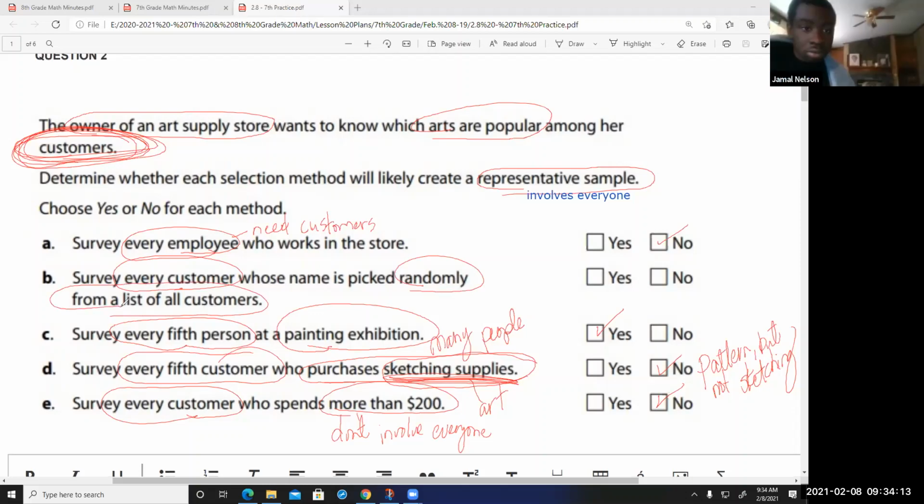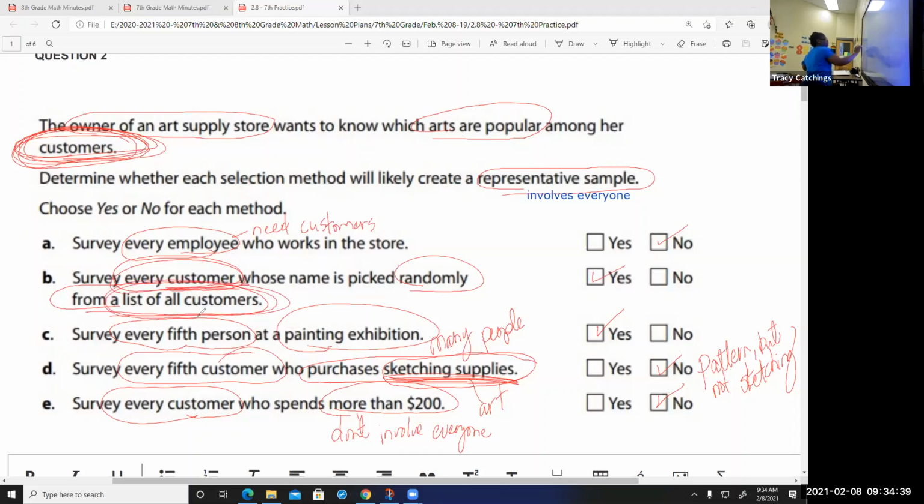No. All right, Jamal, that's like saying I want to reward 3 students in the 7th grade. So I get a list of all my 7th graders and I pick 3 from that list. You're saying that won't be representative, Jamal? Yes, that will work. Everybody gets a chance. Remember, they said every customer from a list of all the customers. That involves everybody.